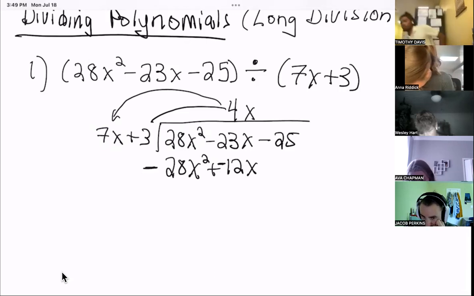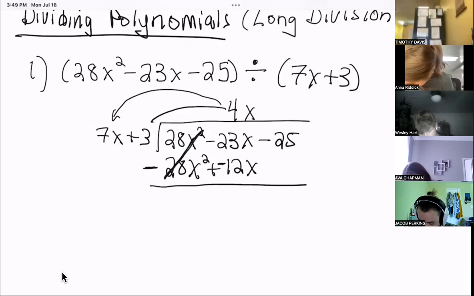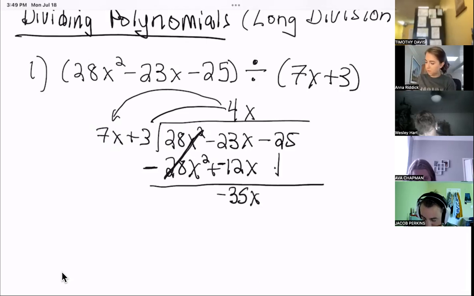What's going to happen is this has to cancel out, which it did. That's why you have to match it. Then we're going to add down. We have negative 23x and negative 12x. So we're going to add them up, negative 35x, and we bring down the next term, just like you do with regular dividing. You subtract and bring down the next term.